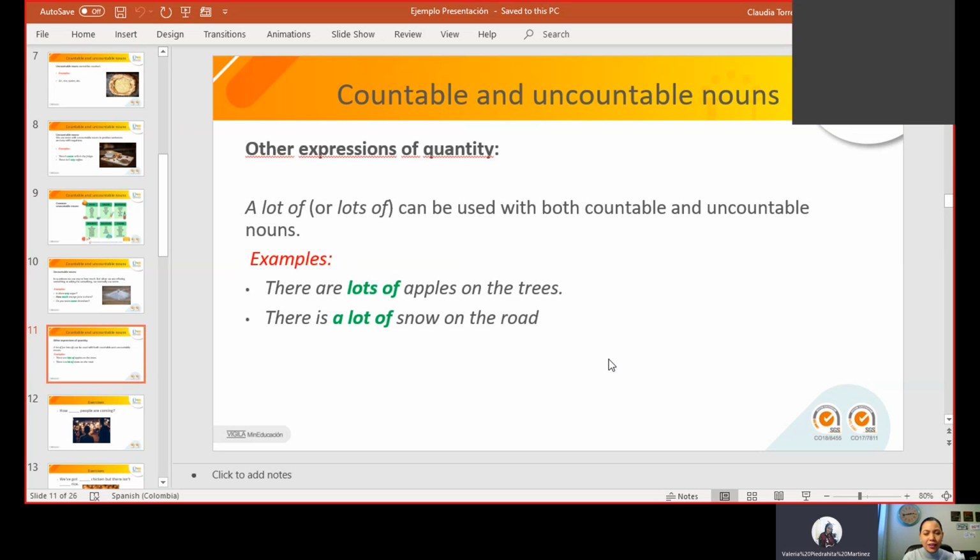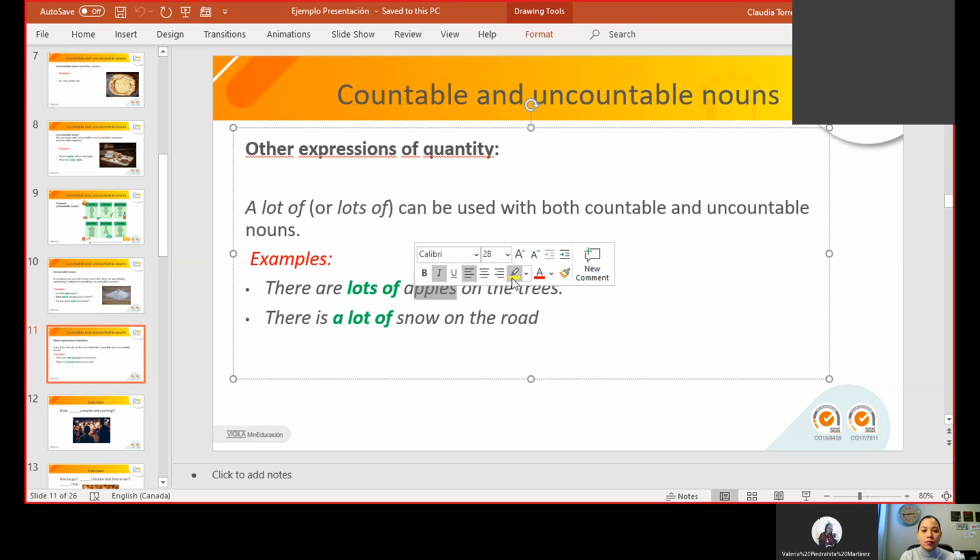Okay, is that clear? I noticed that "lots of" is for plural nouns. You can use "a lot of" for both countable and uncountable, but "lots of" is usually for plural nouns when you have countable ones. For example, here, apples, right? So here you have a plural.